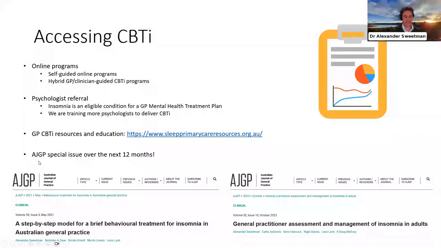Finally, as Nick mentioned, stay tuned for a suite of different Australian Journal of General Practice articles over the next 12 months or so, not just on insomnia, but on sleep health and other sleep disorders as well. So we're working really closely with the Australian Journal of General Practice, as well as lots of different general practitioners with an interest in sleep health and sleep disorders to write these articles and pull these resources together.